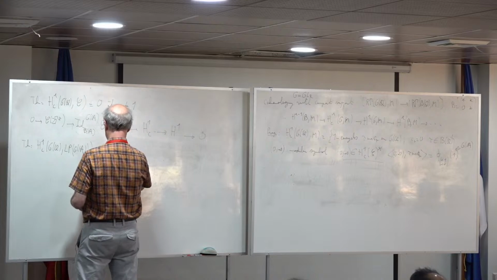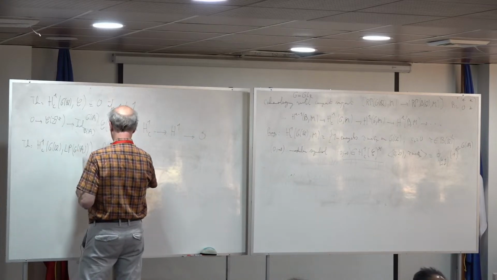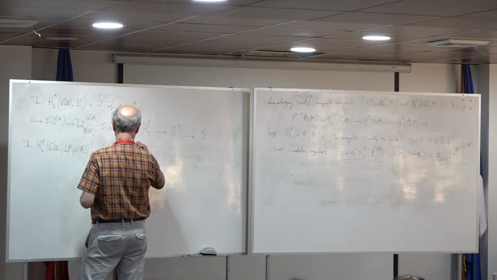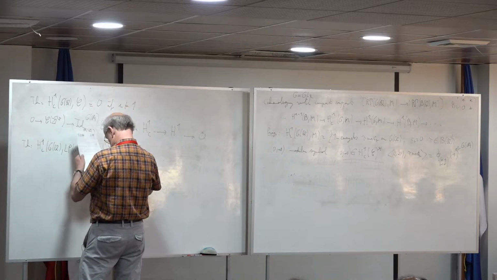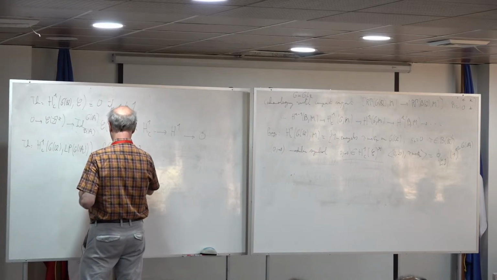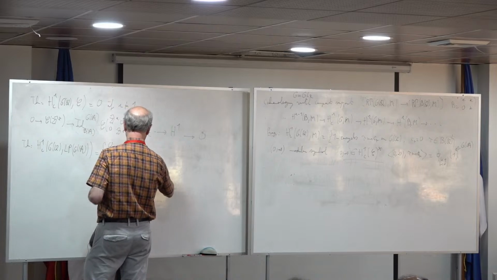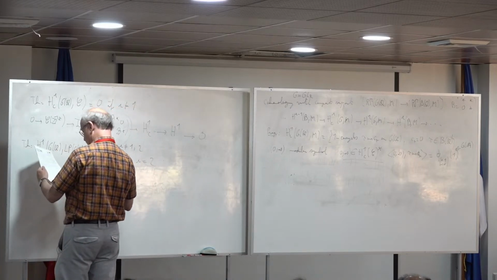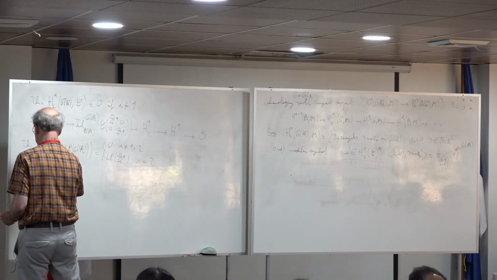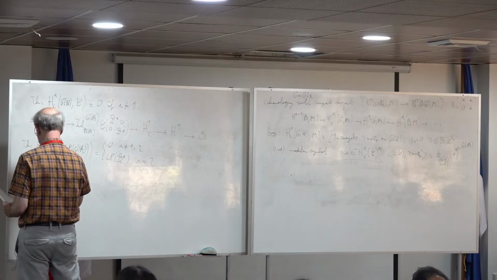This is 0 if i is different from 1 and 2. And it's the locally polynomial functions on P^1 star if i equals 2. And then for i equals 1, you have a long exact sequence like this, which looks a little bit like this one, but it is longer.